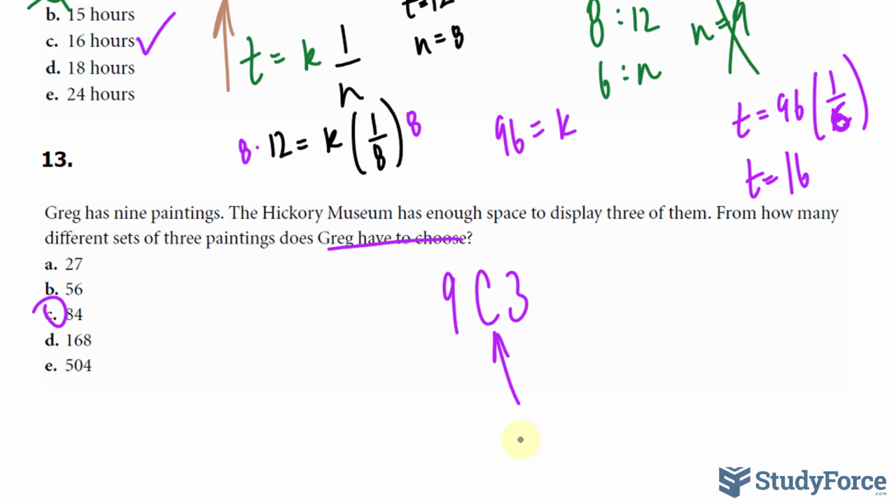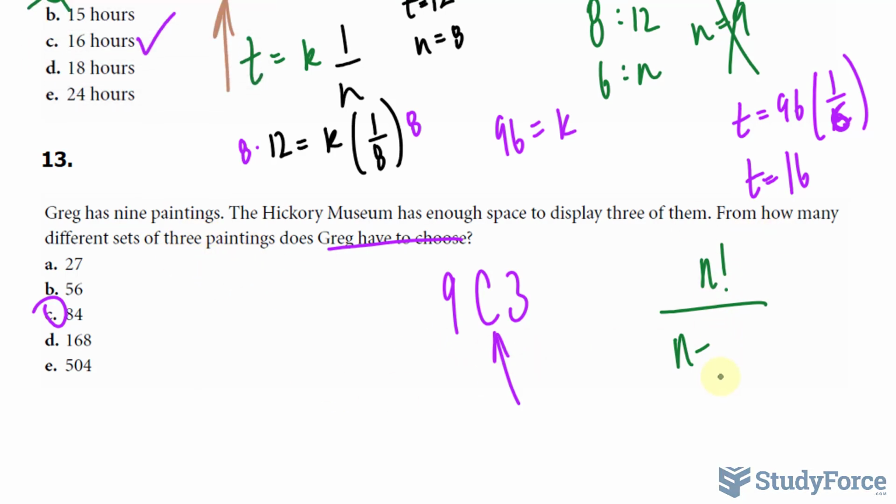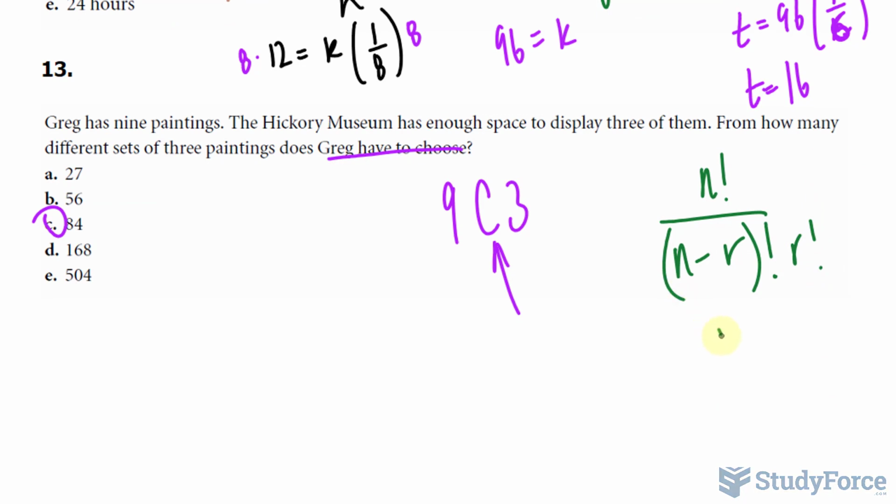And there's also a formula to represent C. In case the SAT requires that you memorize the formulas and not use a scientific calculator, then you should know that formula. In fact, if I remember correctly, the combination formula is this, where you have the total number of paintings, 9 in this case, over n minus the different sets in our case, so I'll just call it r, factorial, multiply to r factorial. So if we were to do this manually, 9 factorial over 9 minus 3 is 6 factorial times 3 factorial.